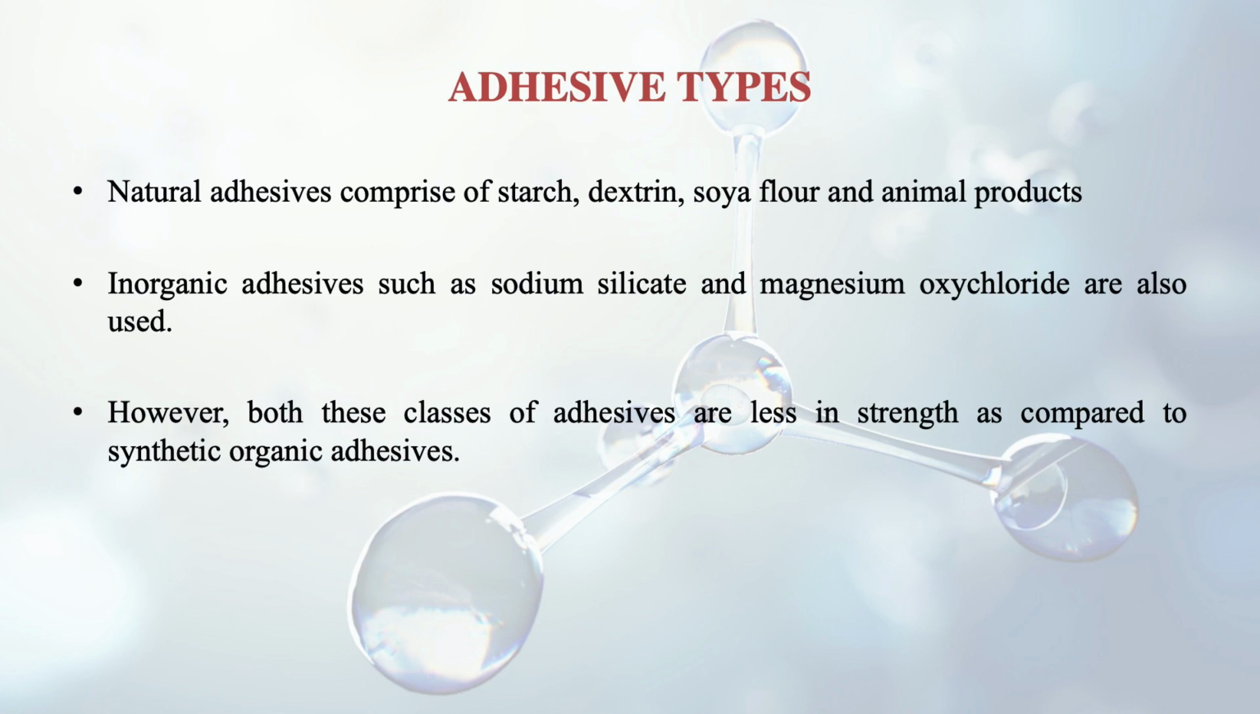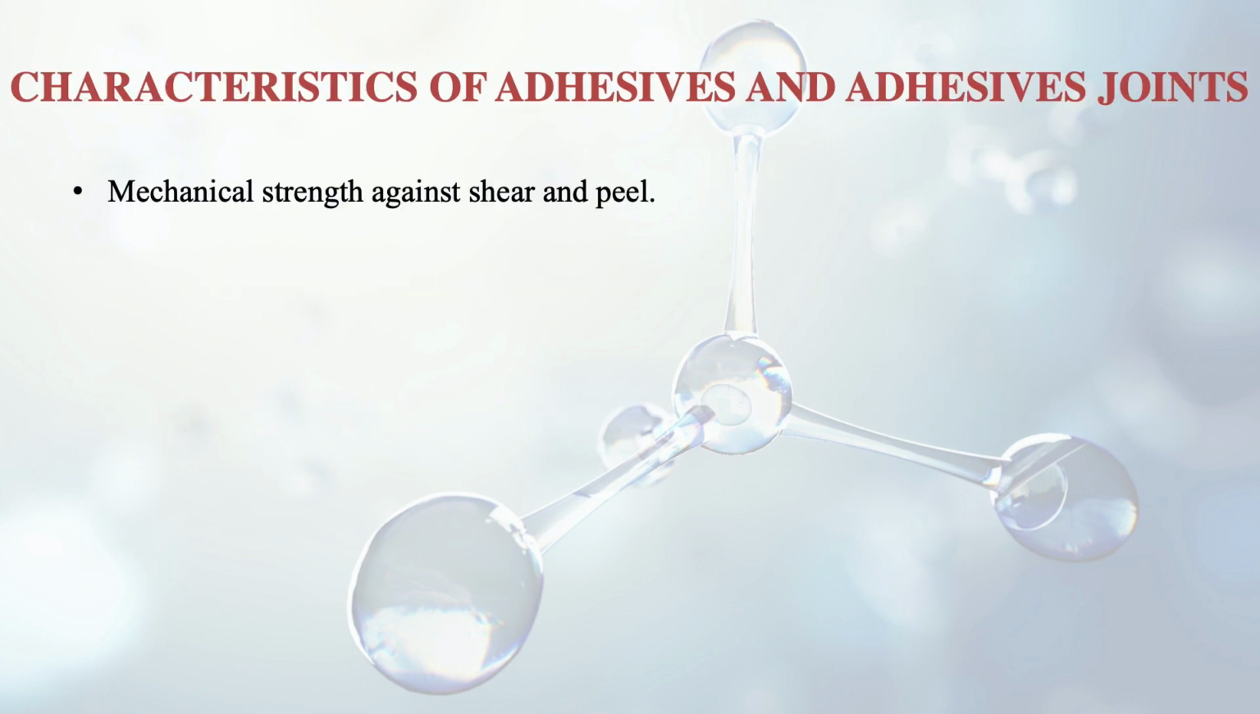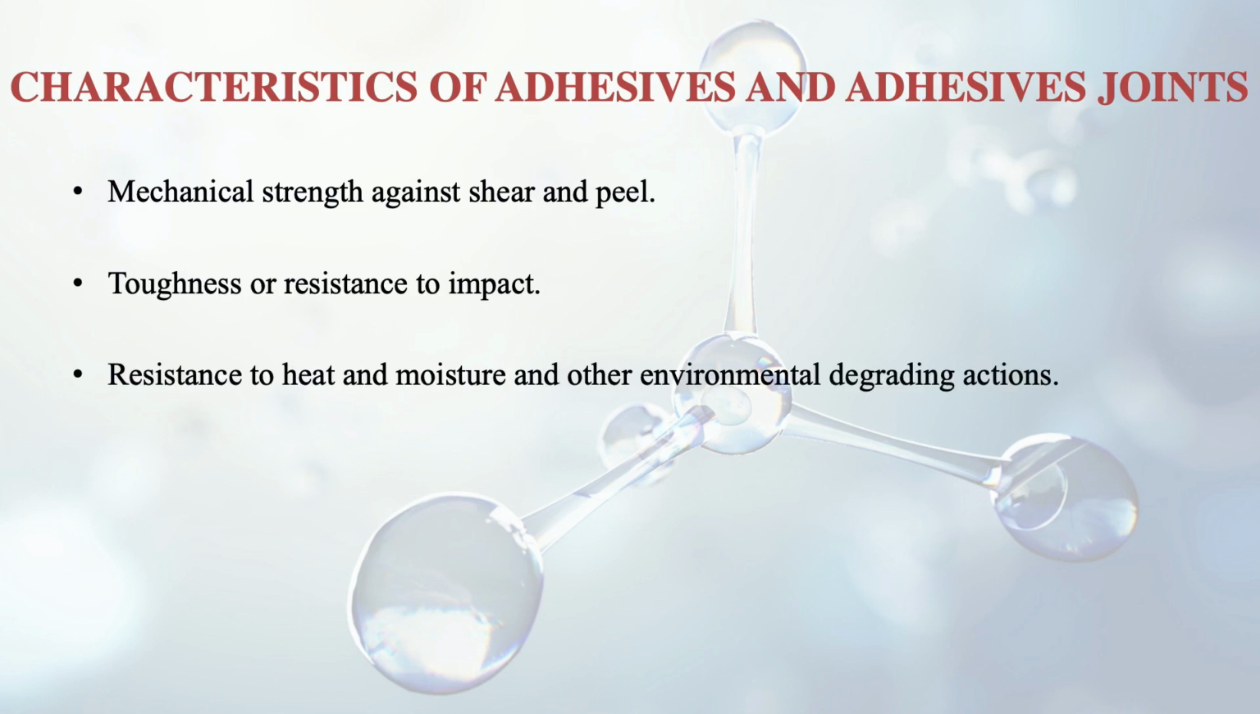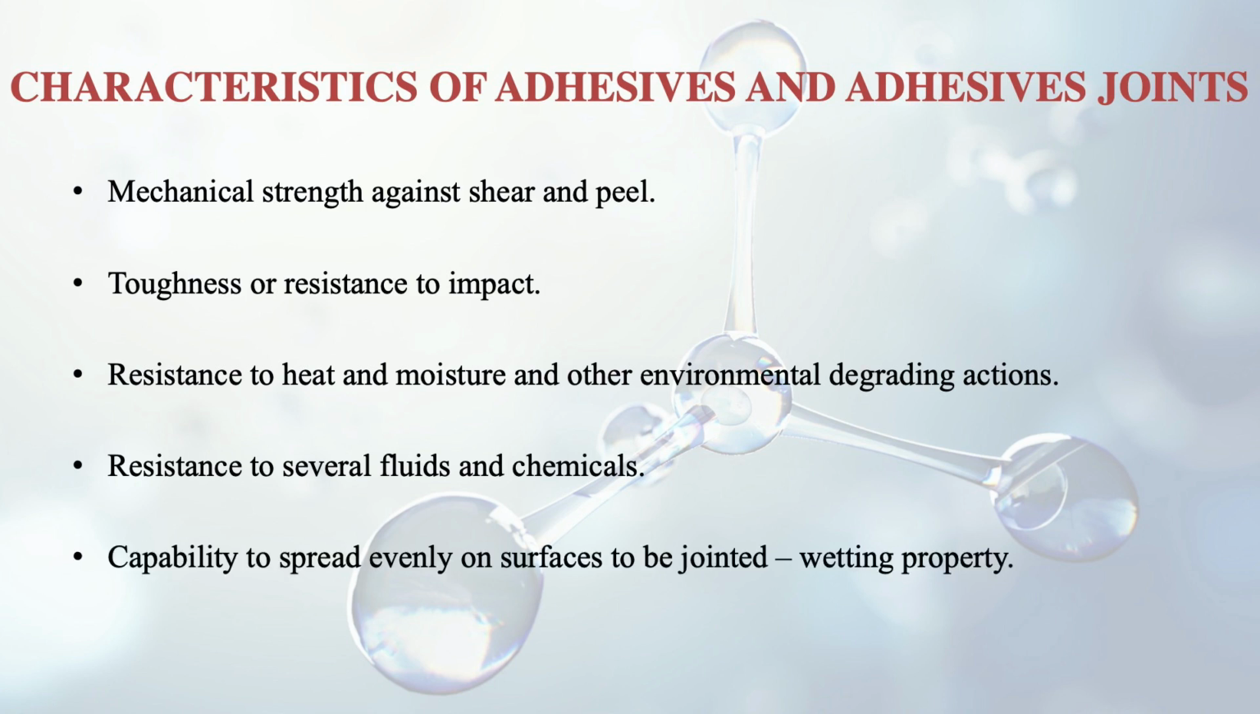So what are the characteristics of adhesives and adhesive joints? I am throwing some light on this. The mechanical strength is good for these adhesives against shear and peel. Their toughness and resistance to impact is also good. Resistance to heat and moisture and other environmental degrading actions is also very good. Then it is also resistant to several fluids and chemicals, and it has the capability to spread evenly on the surfaces to be joined, thus having the wetting property.